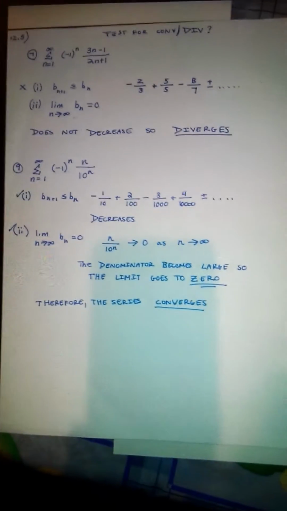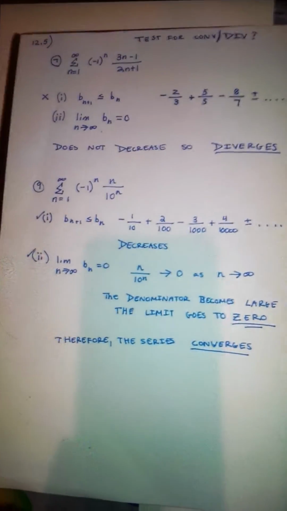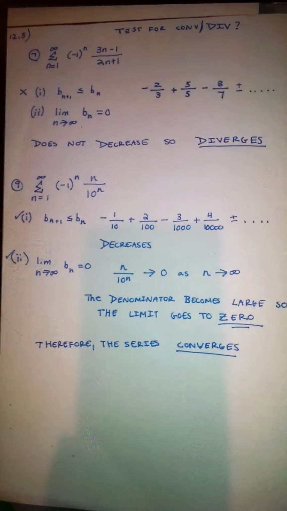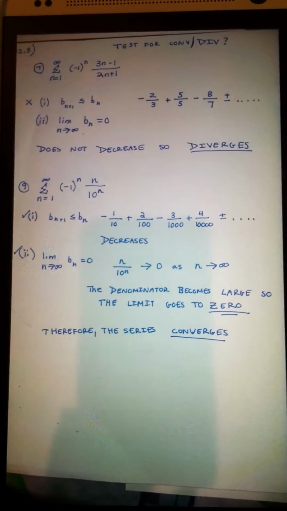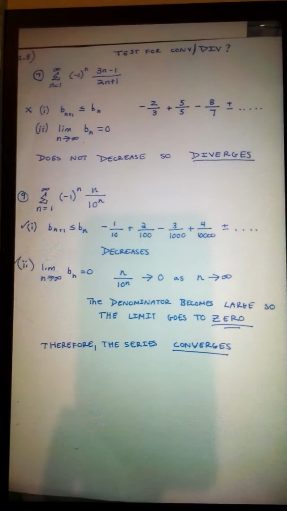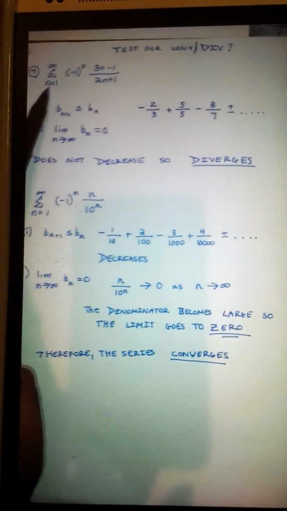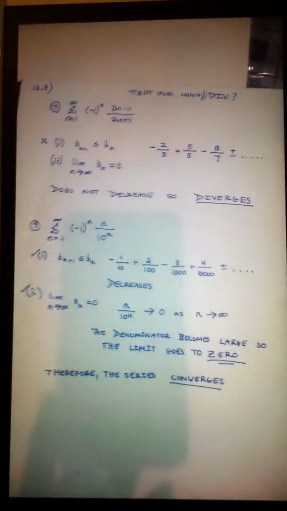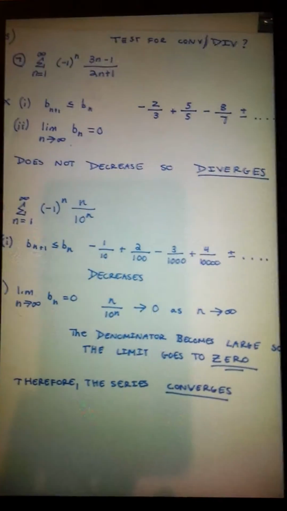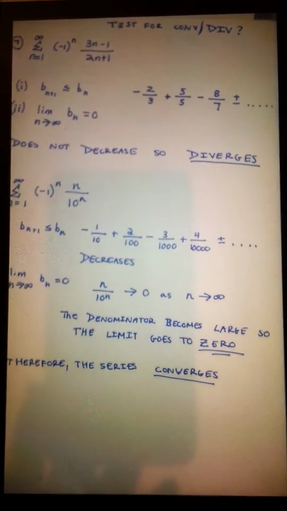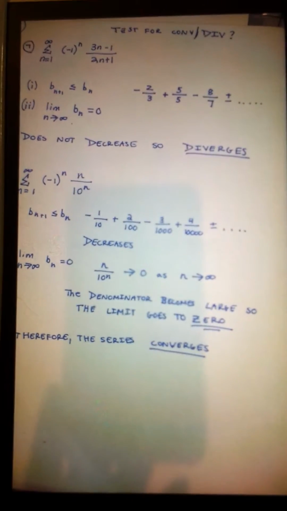From the textbook, we have a couple of examples from section 12.5, question 7. You have to test for convergence or divergence. So, question 7 reads, the sum of n equals 1 to infinity of negative 1 to the n power times 3n minus 1 over 2n plus 1.